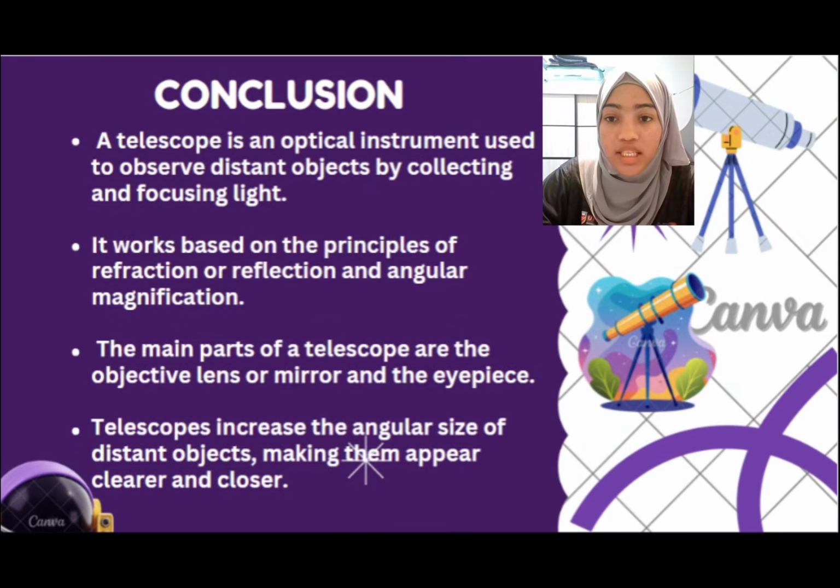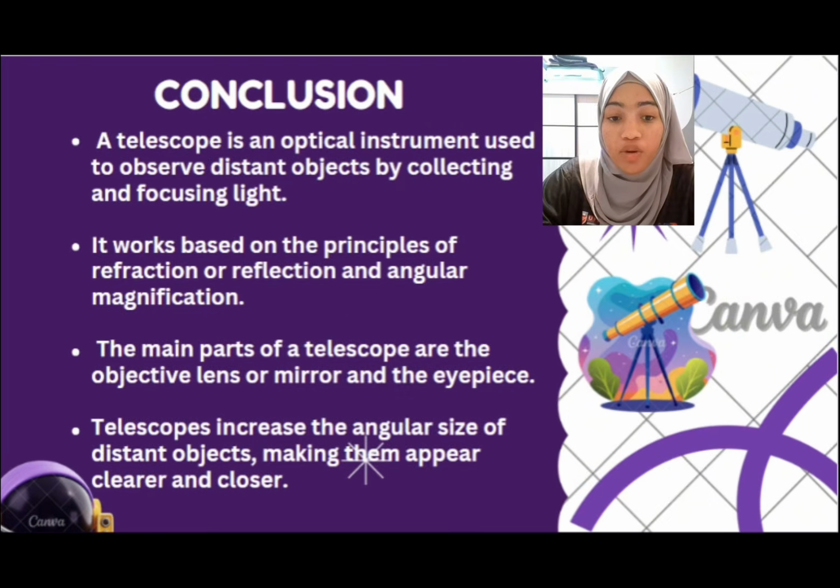Now, let's quickly summarize the key points of our presentation. First of all, a telescope is an optical instrument used to observe distant objects by collecting and focusing light. This is what allows us to see objects that are far beyond the reach of our eyes. Secondly, a telescope works based on the principles of refraction or reflection and produces angular magnification. In simple terms, it makes distant objects appear larger and easier to observe.